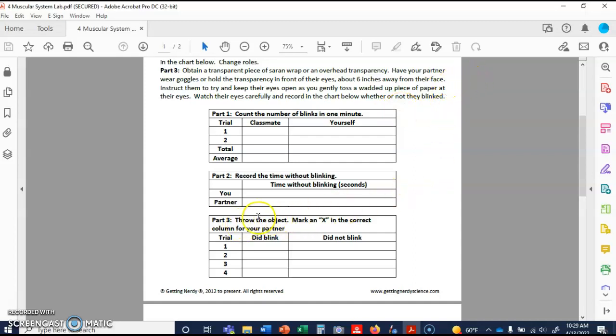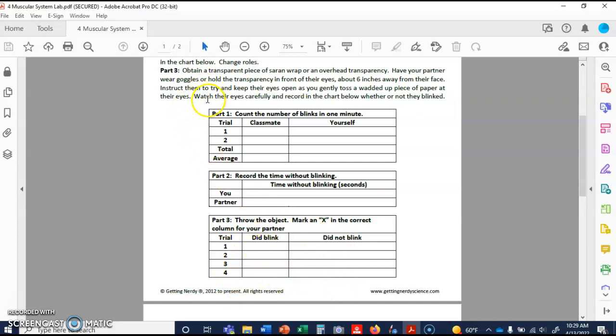So in part three, we're throwing the object at our partner. We're marking an X in the correct column. So you are going to throw your paper ball at your partner, at their eyes, 4 times. You have 4 times, and an X if they blinked or did not blink.